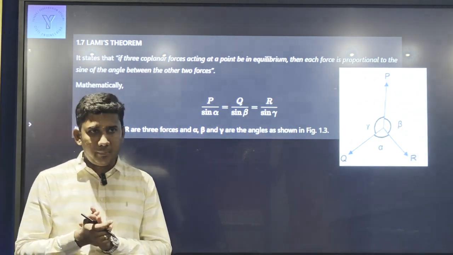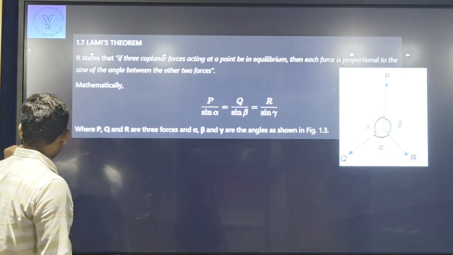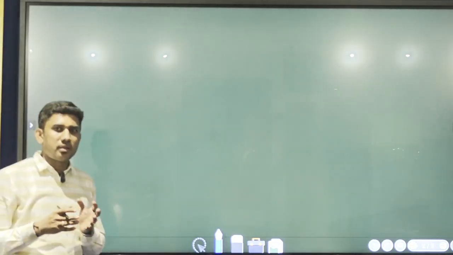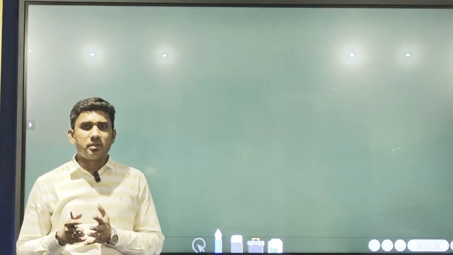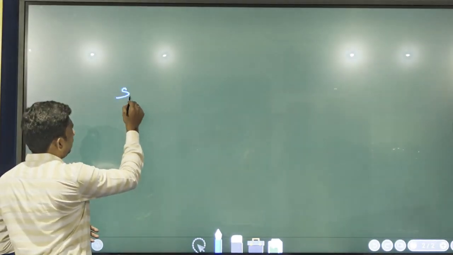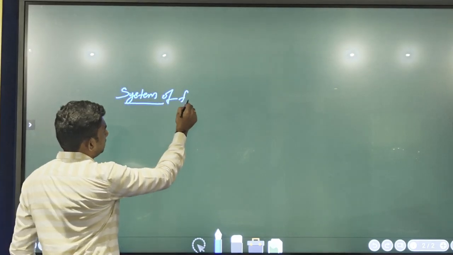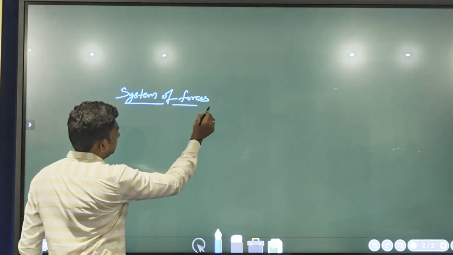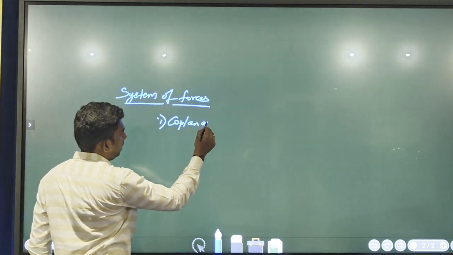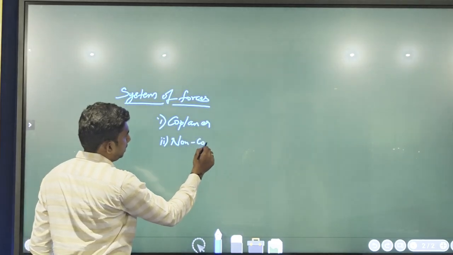Before moving on to Lami's theorem, I would like to classify different types of forces. So before studying Lami's theorem, let us discuss the system of forces, the different types of forces that can act on an object. The broad classification would be coplanar and non-coplanar.